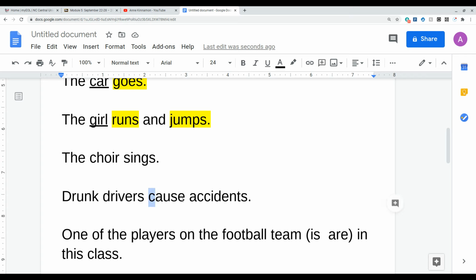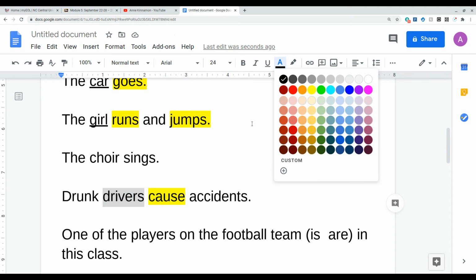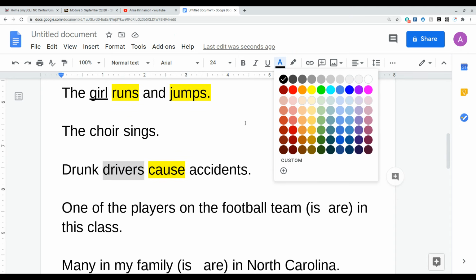Cause is my verb here. When I ask who or what causes, I can see that drivers cause. So this is just like they. So you'll notice that that is a subject-verb agreement.